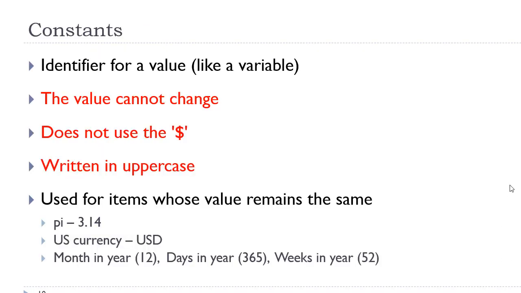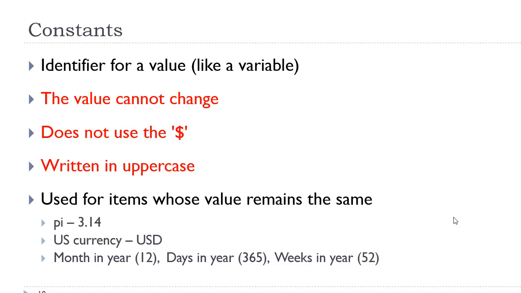In PHP, we have constants. A constant is very similar to a variable. It is an identifier for a value. Unlike a variable, the value cannot change. A constant does not begin with the $ sign, and it is typically written in uppercase. It does not have to be written in uppercase, but that seems to be the standard, so that it is easy to identify it. Again, a constant is used for items whose values remain the same.